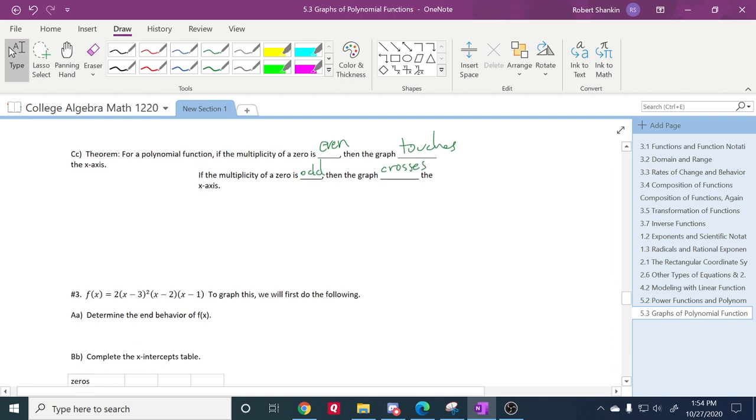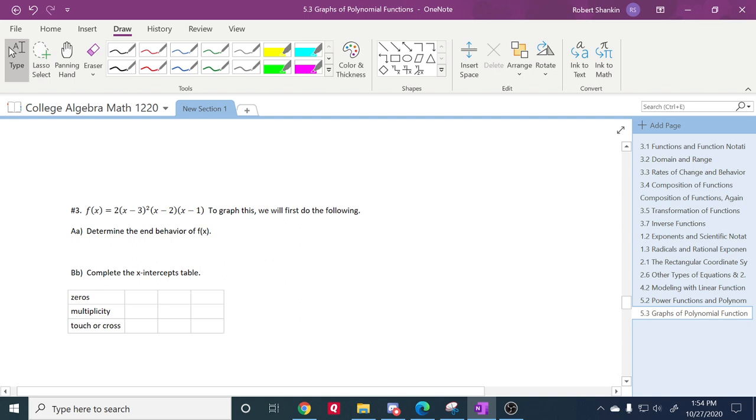All right. So now we're going to go to graphing a pretty complicated function. F of x, look at this. This is kind of a pretty complex function. To graph this, we will do the following. A will determine the end behavior of this thing. And then we will complete the x-intercepts table with zeros and their multiplicity, and we'll say T or C in this last row. T for touch, C for cross.